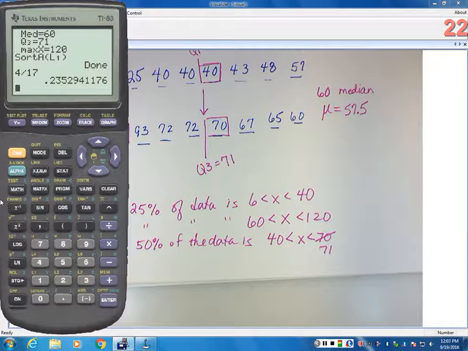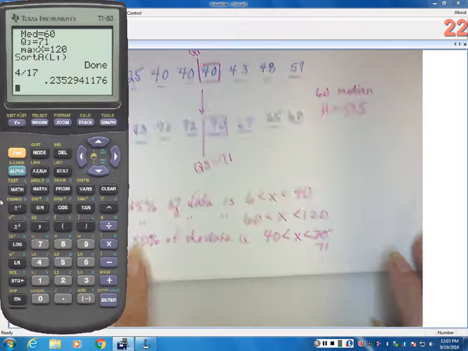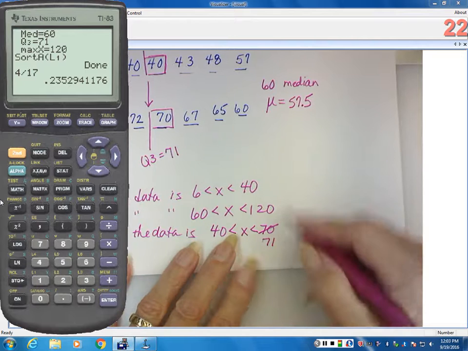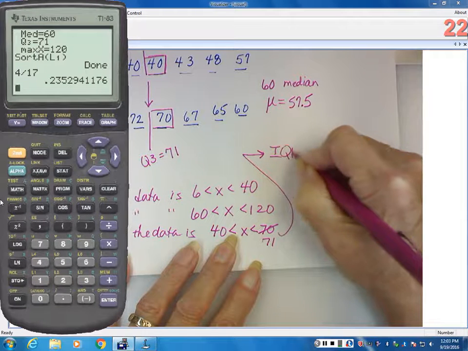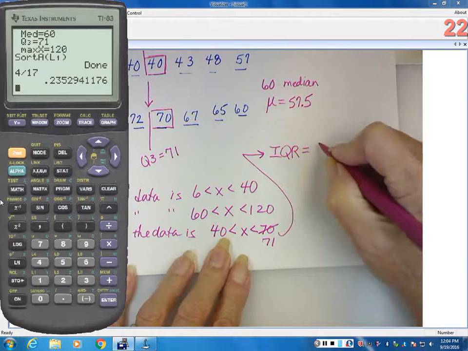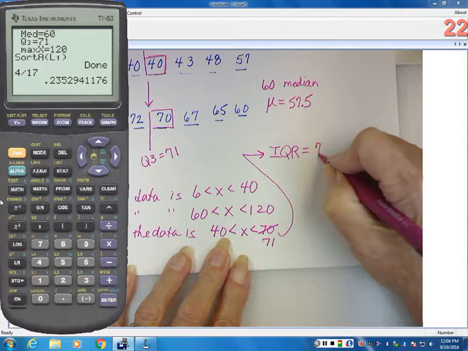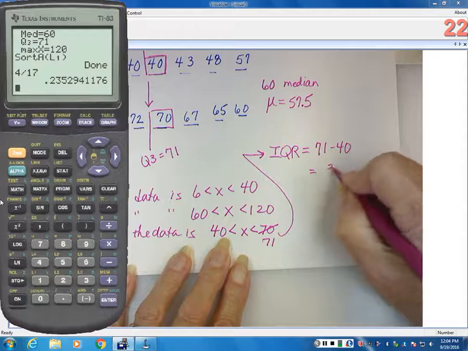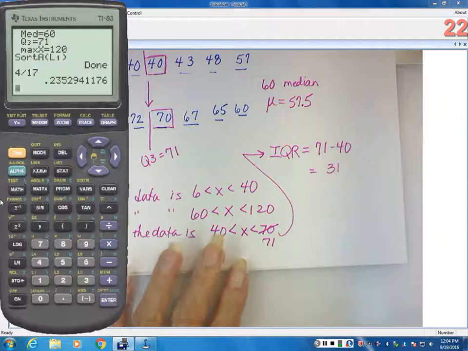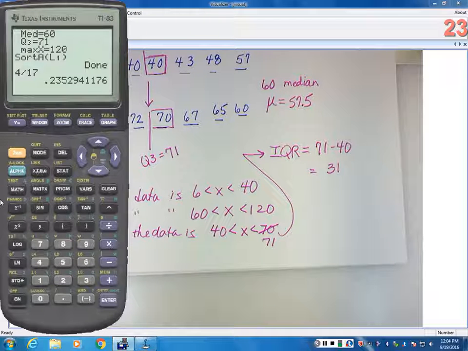And what I told you here actually tells you that your interquartile range is 71 minus 40, or 31. So there's only a distance of 31 between the 25th percentile and the 75th percentile.